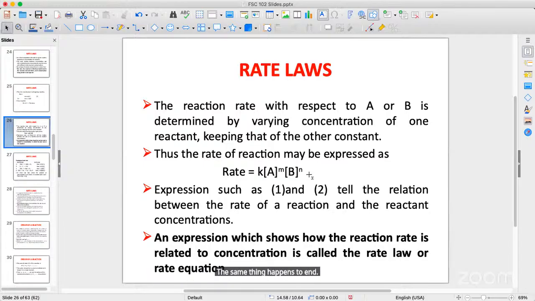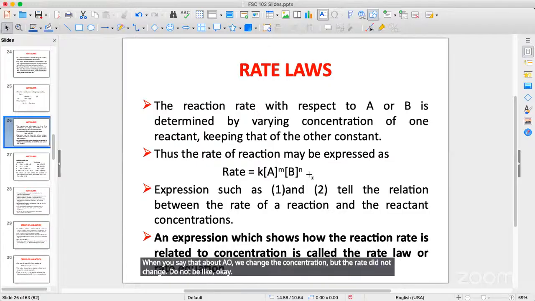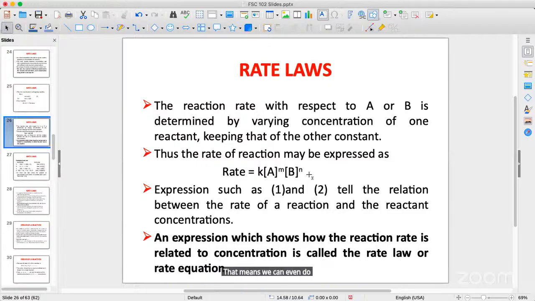But again, I know there's this question students always ask. When you say that about A, we changed the concentration but the rate did not change, they'll ask, okay, does that mean we can even do the reaction without A? No, you can't do the reaction without A. Because, remember, mechanism is about stages. Really, you want to write the steps in which your reaction took place. What that means is that there is a stage that determines the rate of reaction.